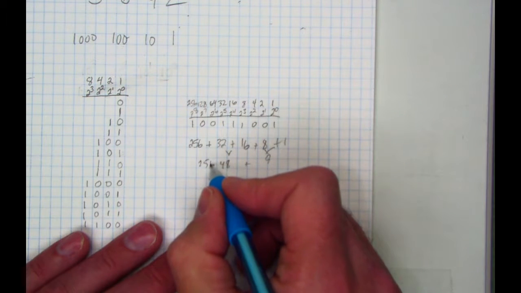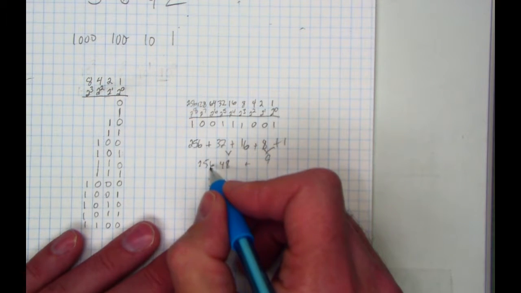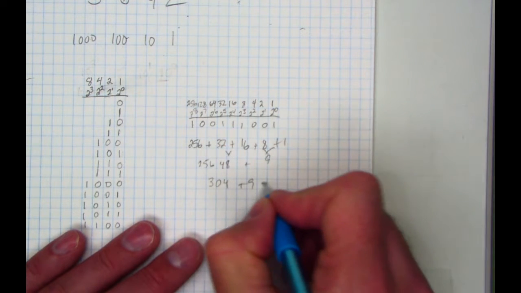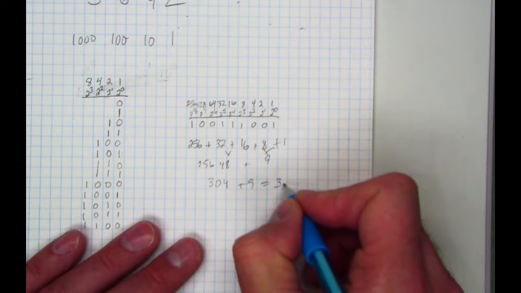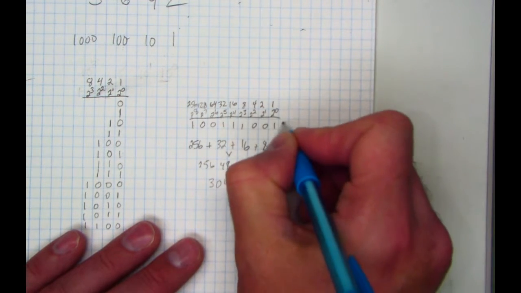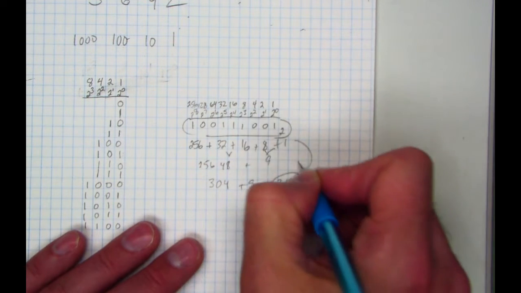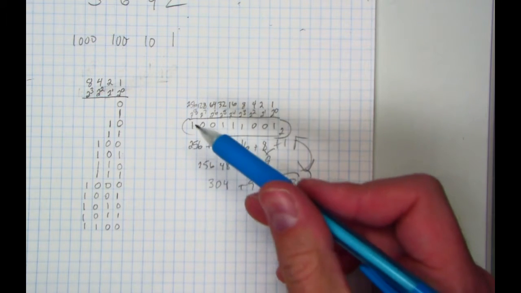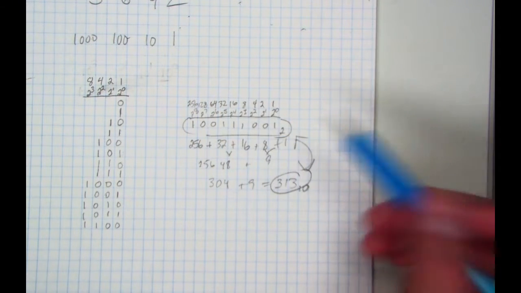8, 9, 10, 11, 12, 14, 9, 1, yep. Plus 9 gives me 313 in base 10. Put a little 10 on the remainder. So this number in base 2 is the same thing as saying 313 in our old numbering system. But computers would see this as 100111001.